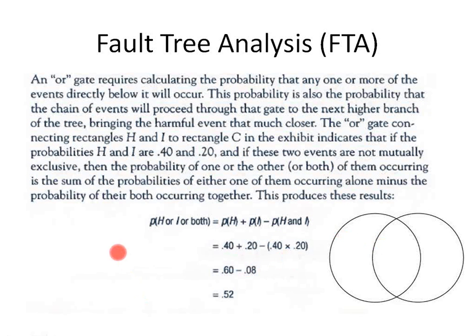Now, they also give another example of when you have an OR gate. And this is why you're most likely going to have a question on this, because it's one of those tricky things. It says the probability of H or I or both. The probability of H is 0.4, the probability of I is 0.2, and now you see they say minus. If you just added these together, you'd come up with 0.6, but the reason you have to subtract is because this is where they cross over.